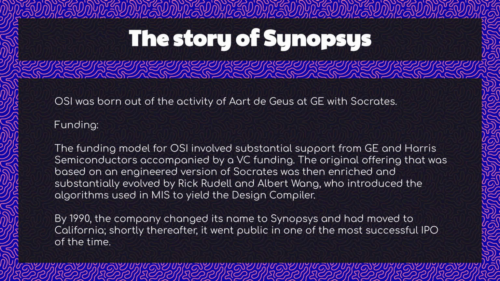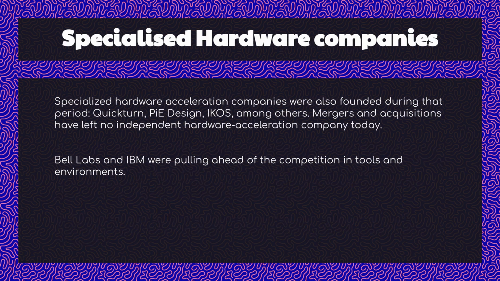By 1990, the company changed its name to Synopsys and had moved to California. And shortly after that, they went public in one of the most successful IPOs of all time. There were also specialized hardware companies like QuickTurn, Pi Design, and ICOS, and because of mergers and acquisitions, there are no companies left as an independent company today.